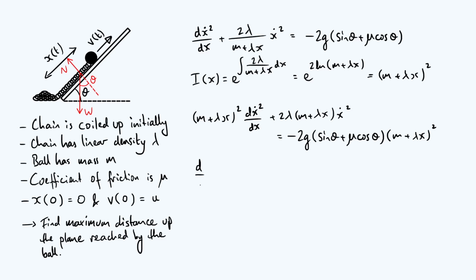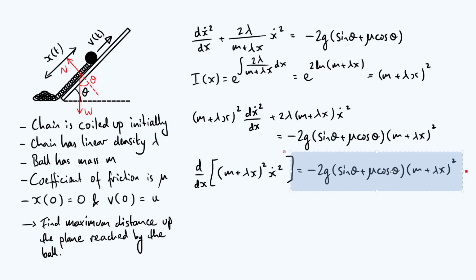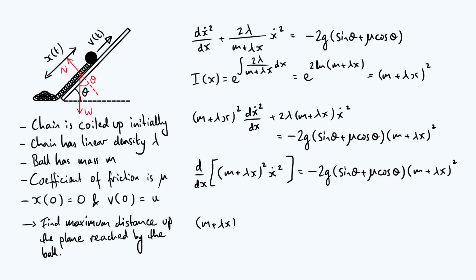More specifically, it's going to be d by dx of m plus lambda x all squared times x dot squared, right? So all of that, and then I'll just keep the entire right-hand side the same. We don't need to do anything with that for now. But the left-hand side looks much simpler, and now it's straightforward to integrate. In fact, let's do that integral. Integrating the left-hand side with respect to x just removes the derivative, right? So the new left-hand side can just be m plus lambda x all squared times x dot squared.